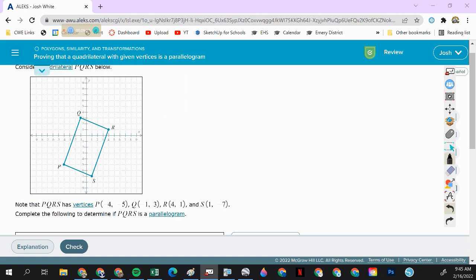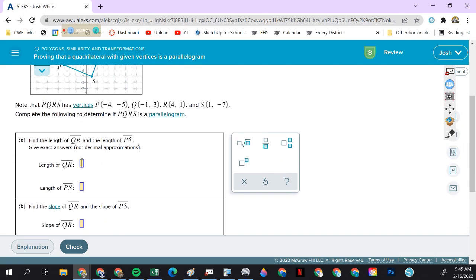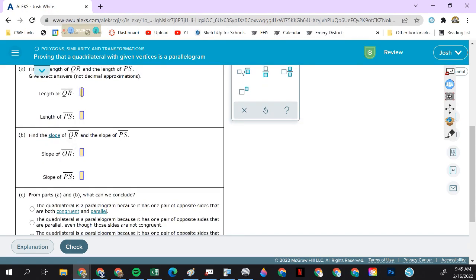So down below, the length of QR is the square root of 29. Notice it says do not give decimal approximations. QR is root 29 and PS is also root 29. Okay. Now find the slope of QR and the slope of PS, which we already found was negative 2/5 in both cases.